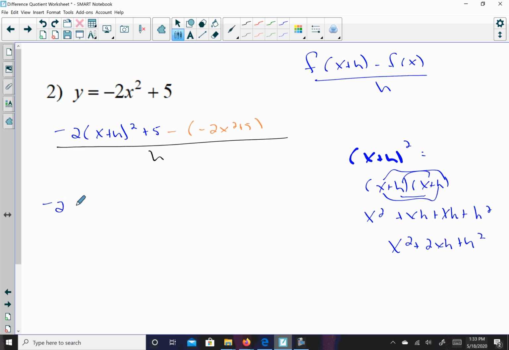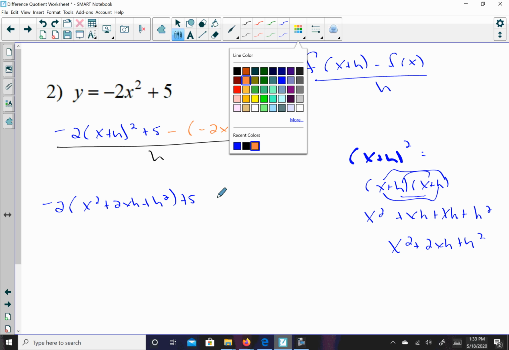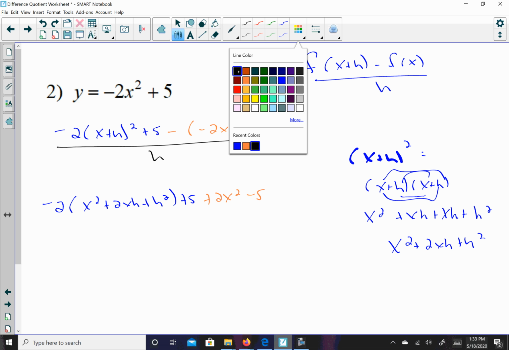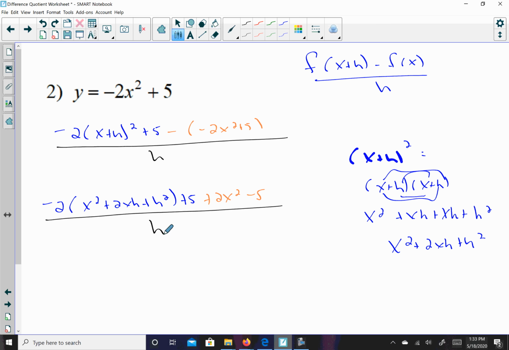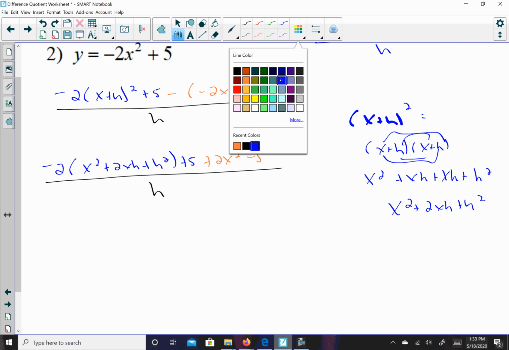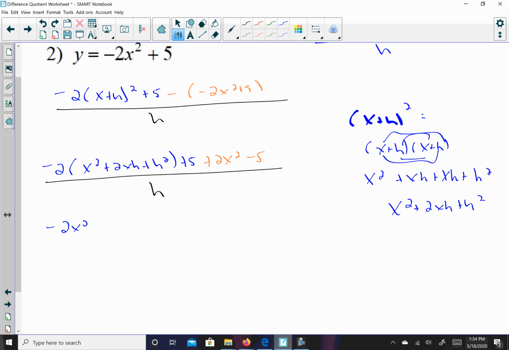So there's a negative 2 that's still outside. And then it's going to be x squared plus 2xh plus h squared. Close that parenthesis. There's that plus 5. Now I'm going to distribute the negative sign, and I'm going to have a plus 2x squared minus 5, and this is all over h. And if you want to forget about the h and bring it down at the end, that's fine. Distributing the negative 2, I'm going to have negative 2x squared minus 4xh minus 2h squared plus 5.